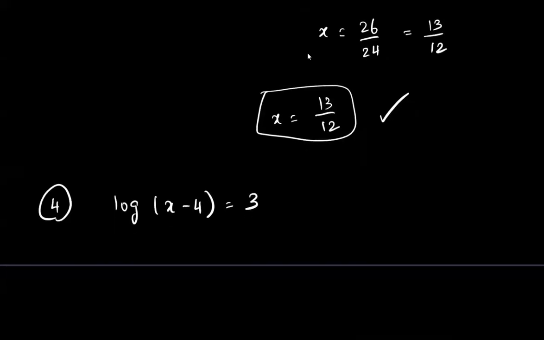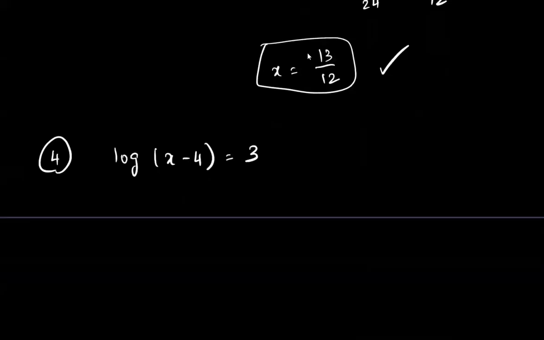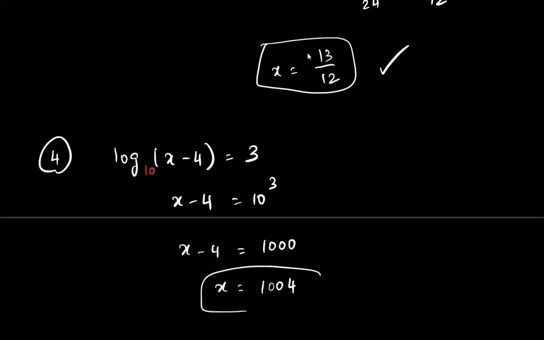So when you see a log without a base, please assume base 10. So this is nothing but x minus 4 is 10 to the power of 3. 10 to the power of 3 is 1000. So x is 1004.